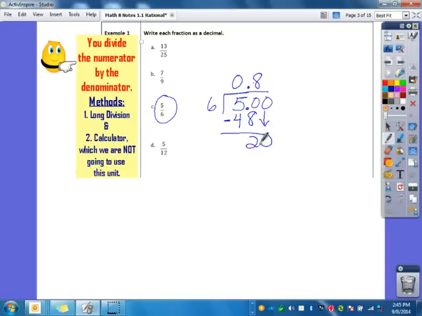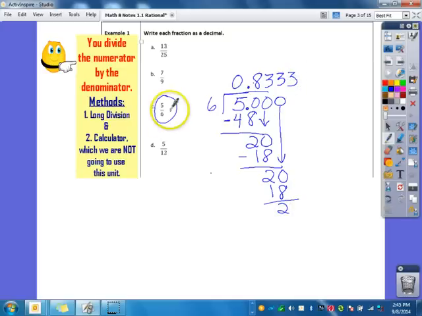Bring down your 0. Now 6 goes into 20. How many times without going over? 3 times. 3 times 6, 18. Subtract, you get 2. Bring down a 0 again. 3 times. Oh, so we have a pattern going on here now where the 3 is going to keep repeating.